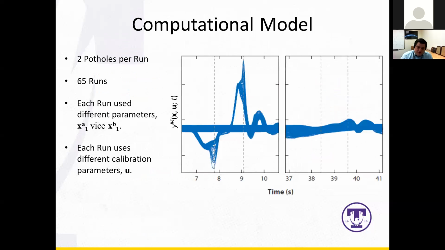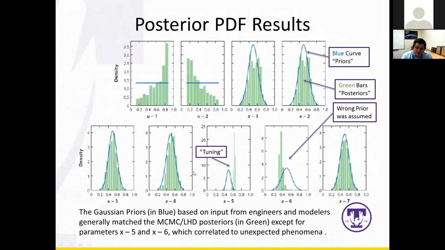So for the computational model, there were two potholes, pothole A and pothole B. They did 65 runs. They used different parameters for each pothole and different calibration parameters, but they got through. And what you see is some errors where it's overestimating the dip and overestimating the response up here. The curves are tighter as time is closer to zero, and they spread out more as time gets longer. So in this case, it was fortunate that the smaller pothole was at the longer time scale. But all in all, it was a fairly good match.